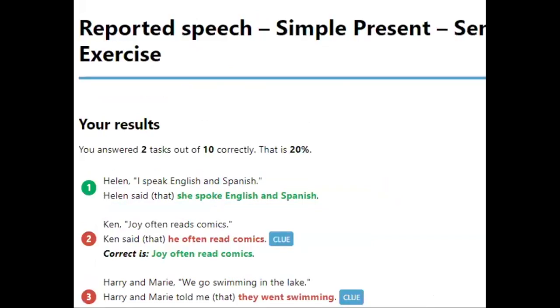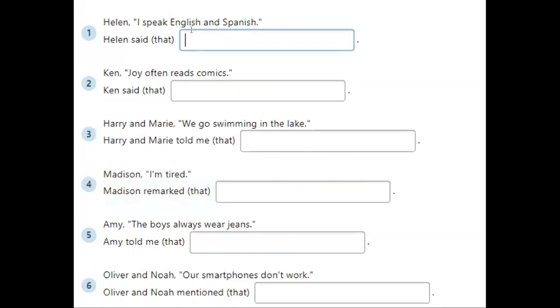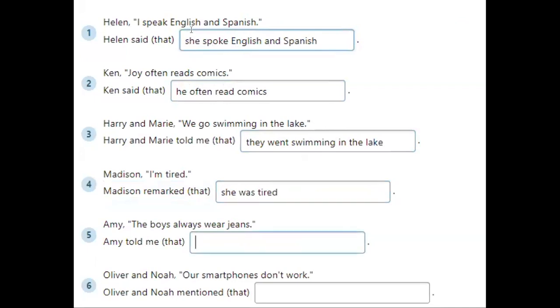Oh no, wait, I'm sorry. I shouldn't have done that. Oh man. Let me correct it. English and Spanish. They went swimming in the lake. She was tired. Okay. Next says Amy, and Amy says the boys always wear jeans.